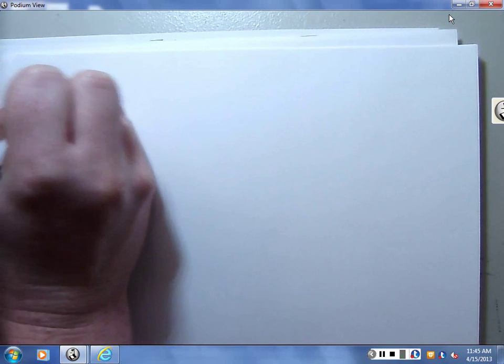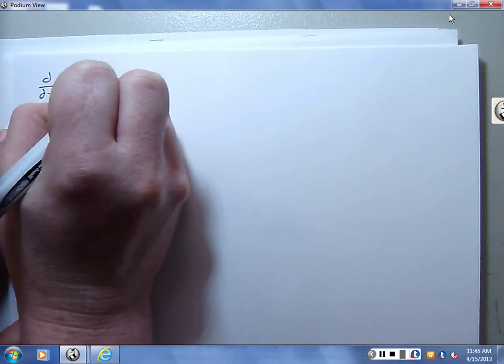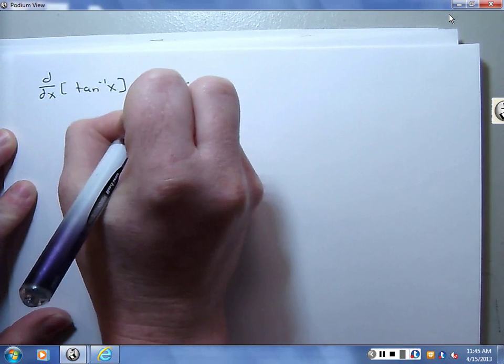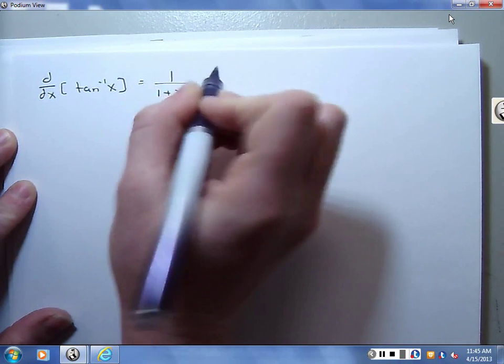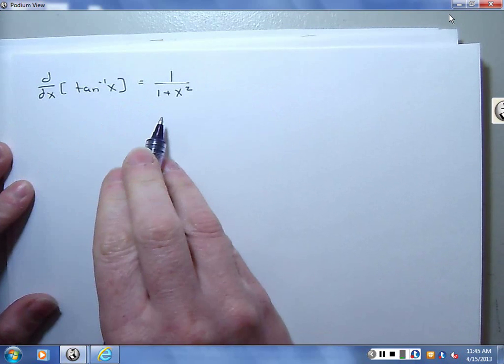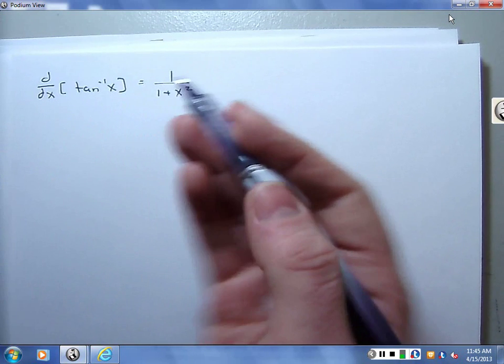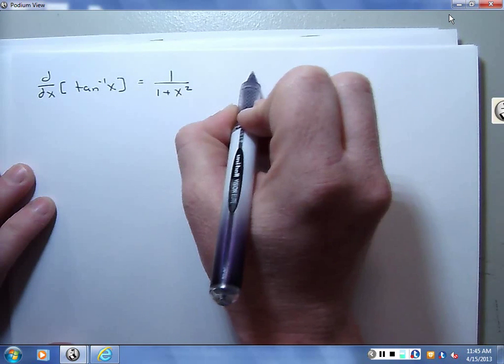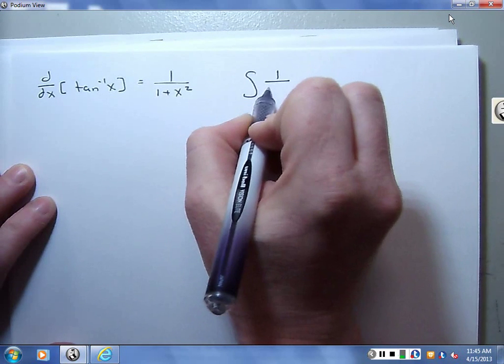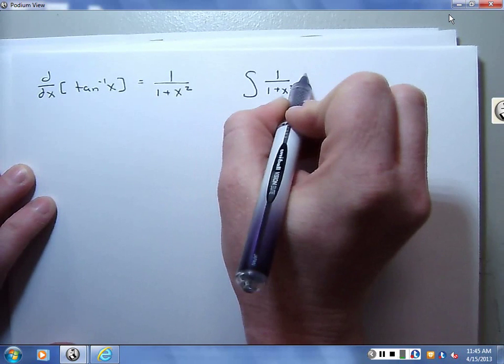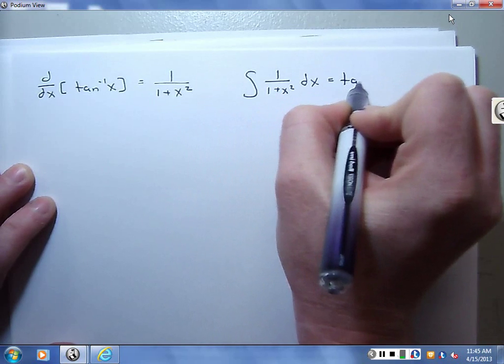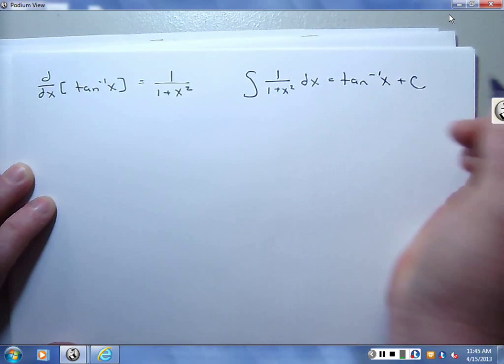So do you remember the derivative of tangent inverse? Yeah, it's 1 over 1 plus u squared. Well, if I have a u here, it would be u squared, then du dx. But this is just in terms of x, right? So this is saying that if I integrate a function 1 over 1 plus x squared with respect to x, this is tangent inverse plus c.